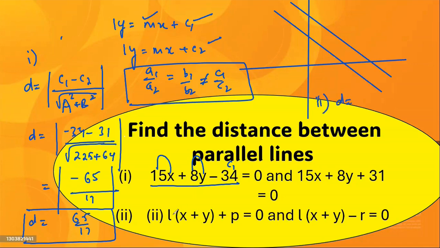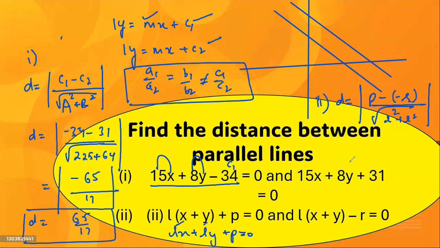Now when we do the same thing for the second part, the same formula I will apply, but here if you will see, the L is outside the bracket. So when I open the bracket, it is Lx plus Ly plus P equals 0. So A and B are both the same. Again, they are parallel lines, so we just have to put in the formula: C1, which is P, minus C2, which is negative R, over root of L square plus L square, because A and B are both the same, L and L, right? So it will become P plus R over root of L square plus L square, which is 2L square.